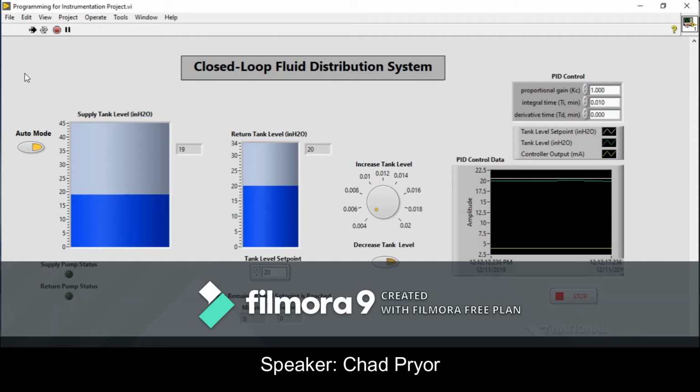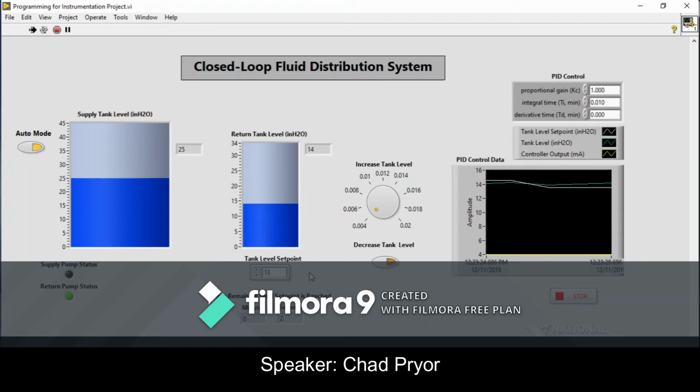The front panel for the closed-loop fluid distribution system contains a supply tank and a return tank showing tank level in inches of H2O. Status indicators are shown on the front panel for the supply pump and return pump. The supply pump is for increasing tank level and the return pump is for decreasing tank level. In auto mode, the user can enter a tank level set point. And notice that the return pump status indicator is turned on and the level of the return tank is decreasing to the desired set point.